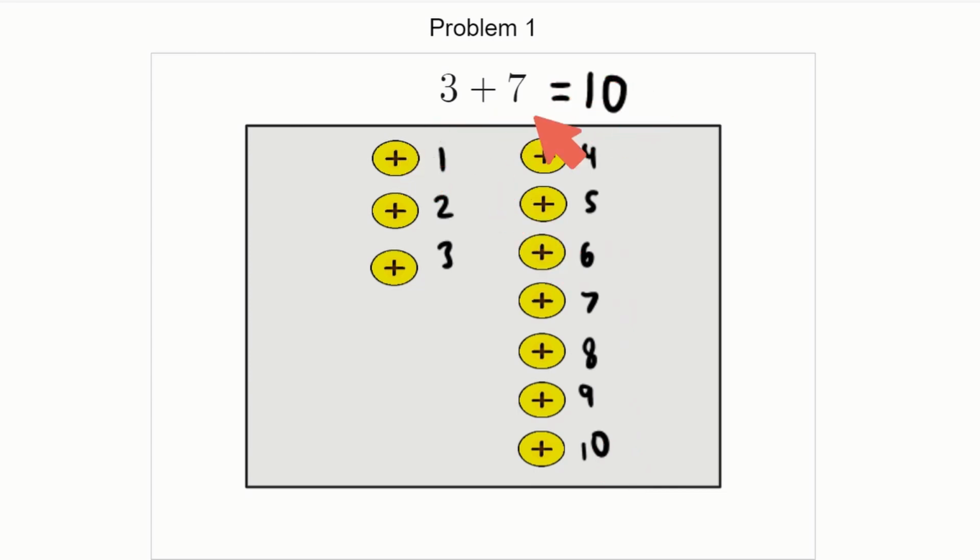We see that 3 plus 7 equals 10. So the way we solve this addition problem is we can just count up all the chips, and whatever the total amount is, that's what our answer is going to be.